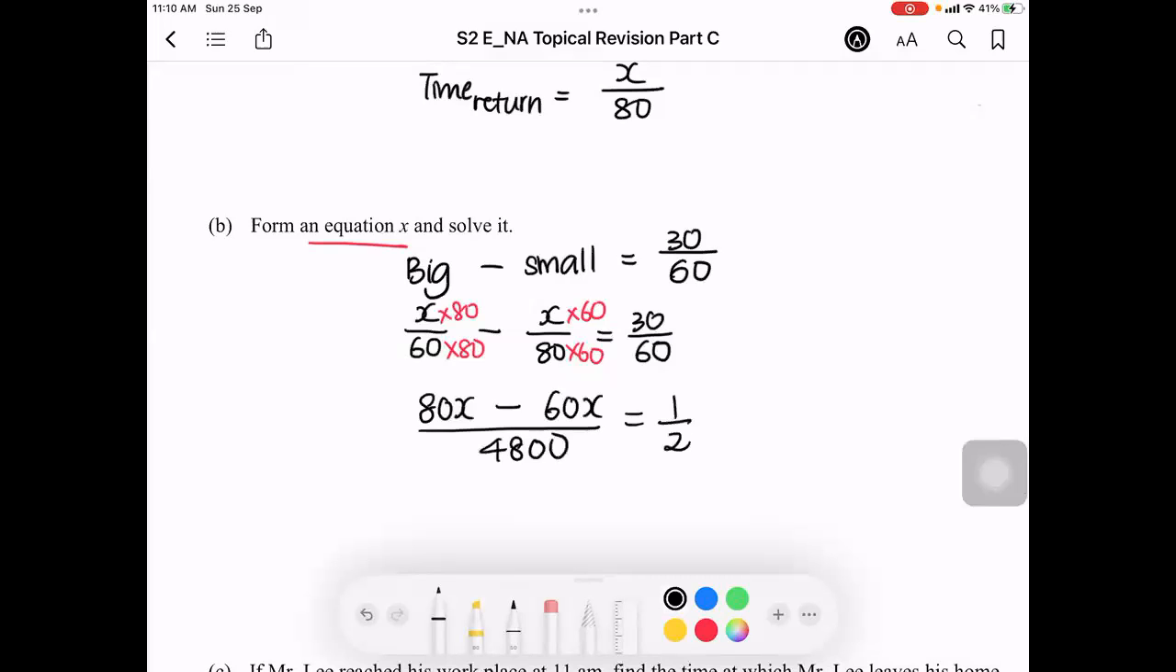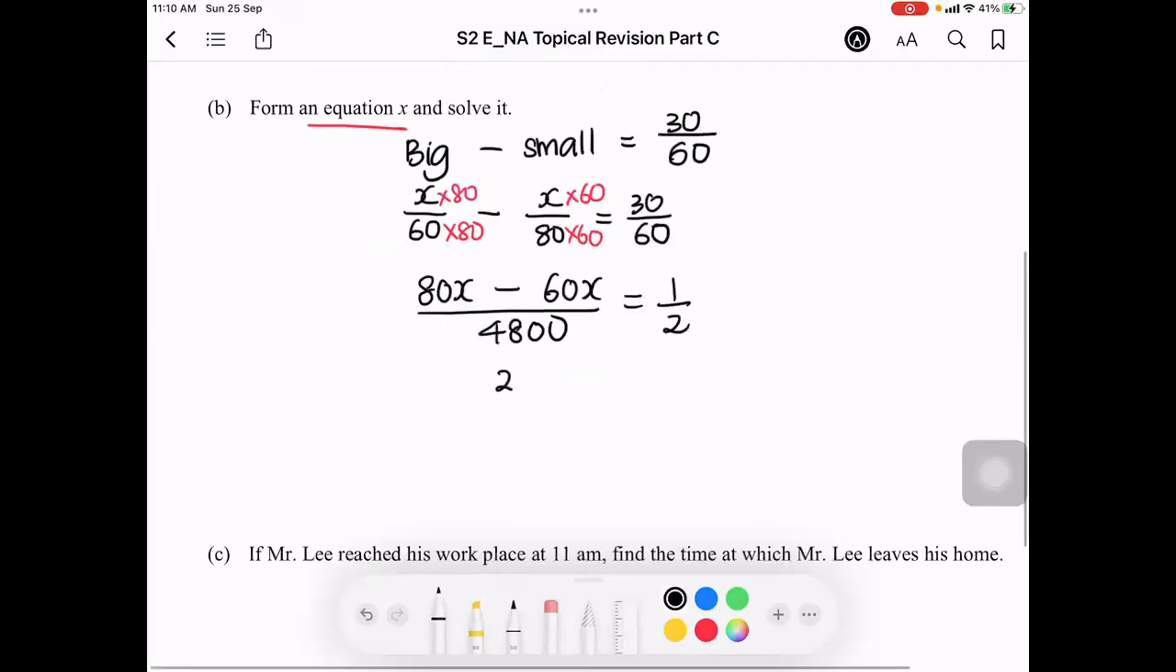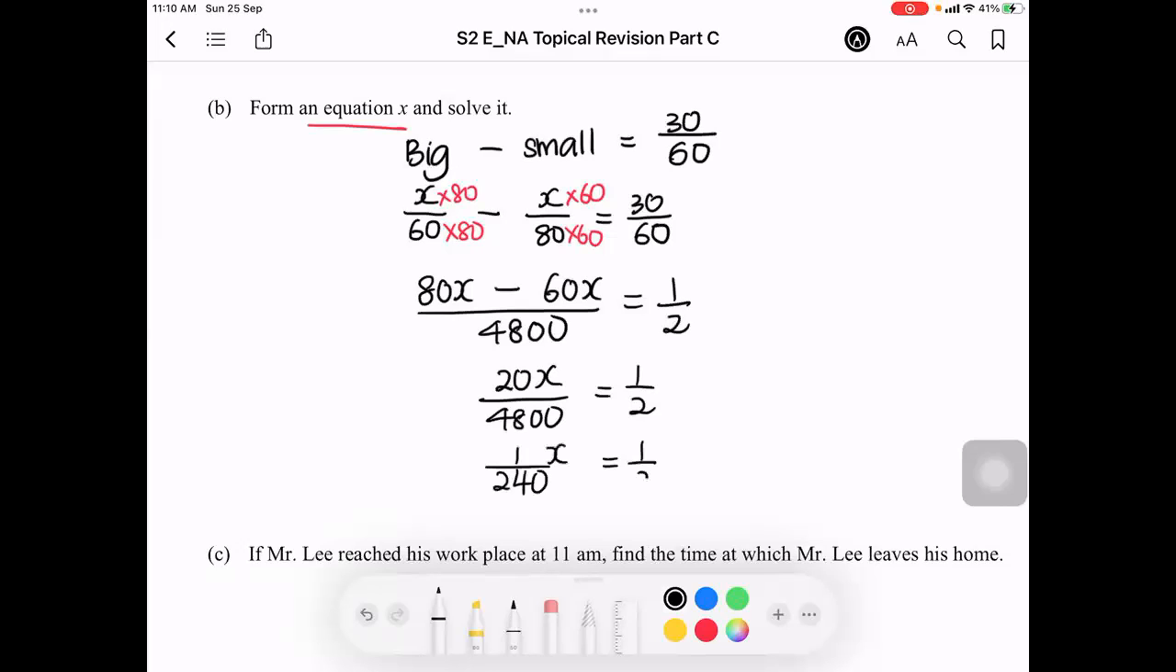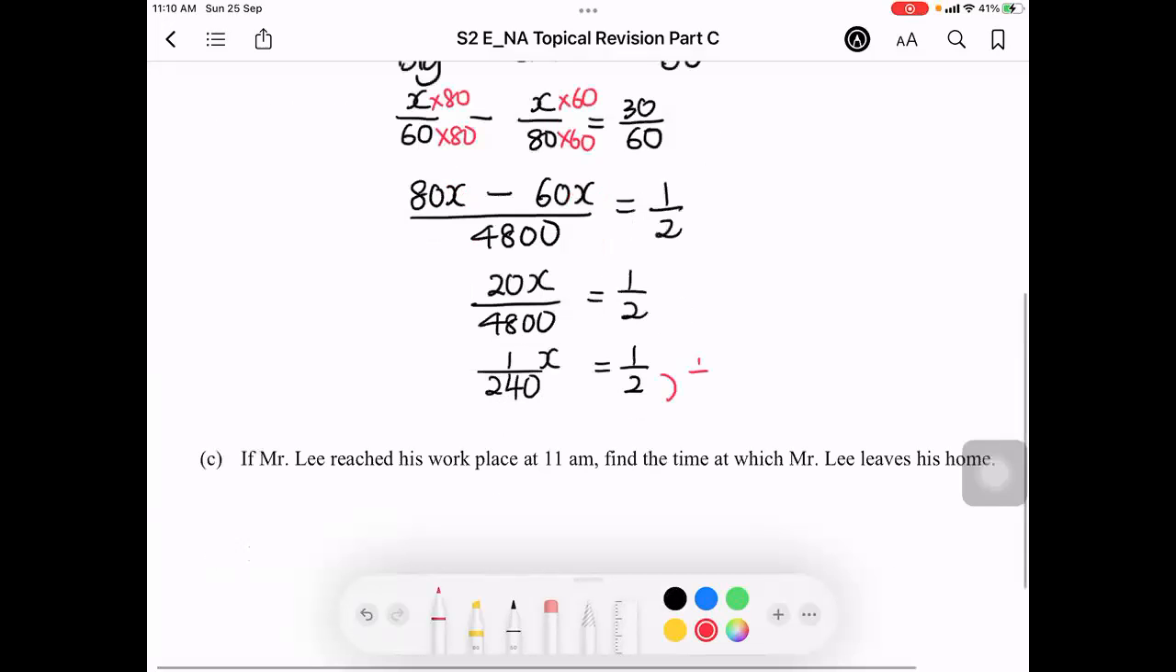Okay, then 80 minus 60, I'm left with 20x over 4800. 20 over 4800, simplify this fraction, I get 1 over 240, times x. Okay, so if I want to find the answer for x, I divide by 1 over 240, or I multiply by 240. Okay, or rather I cross multiply also can. Yeah, can cross multiply.